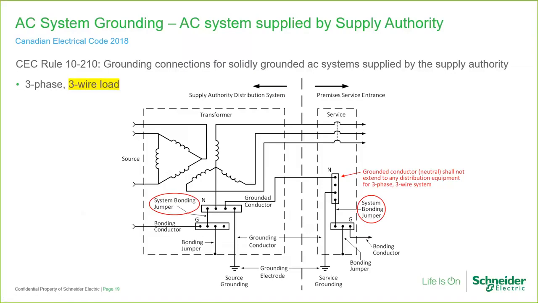This slide shows system grounding of a solidly grounded service entrance system that serves three-phase, three-wire loads. The grounded conductor, which is known as the neutral, is still brought out to the service entrance switchboard so as to be grounded. But in this case, the neutral is not extended to the distribution system.